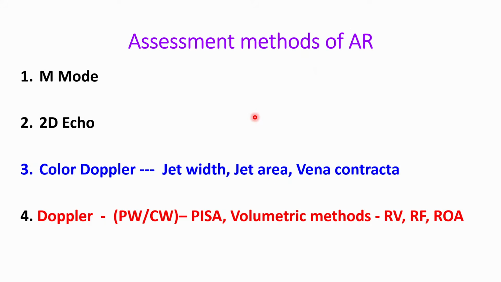Then coming on to aortic regurgitation, here also we depend upon M mode. Mainly we look for fluttering of the anterior mitral leaflet. We use M mode also to assess the chamber dimensions, 2D and color Doppler to assess the jet width, jet area, and vena contracta, and Doppler assessment for PISA and volumetric measures like regurgitant fraction, regurgitant volume, and regurgitant orifice area.